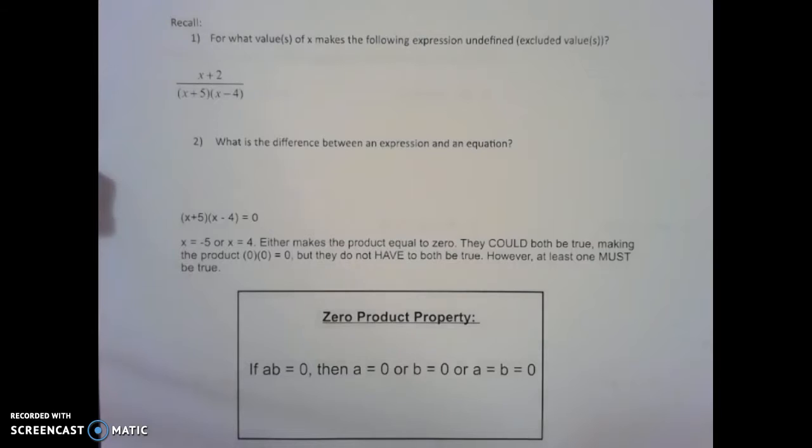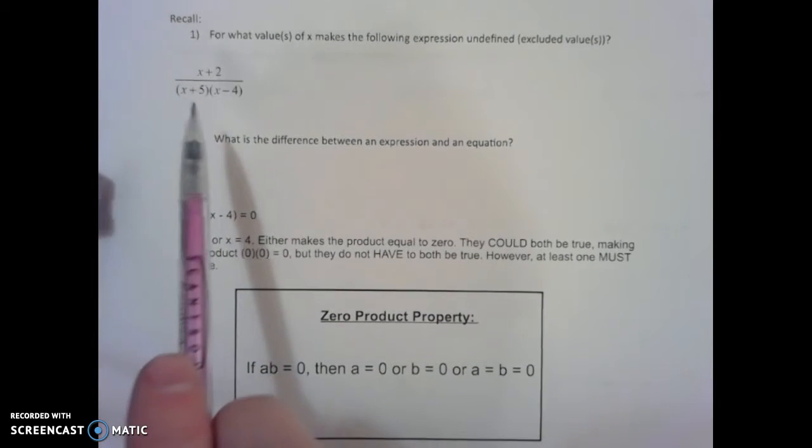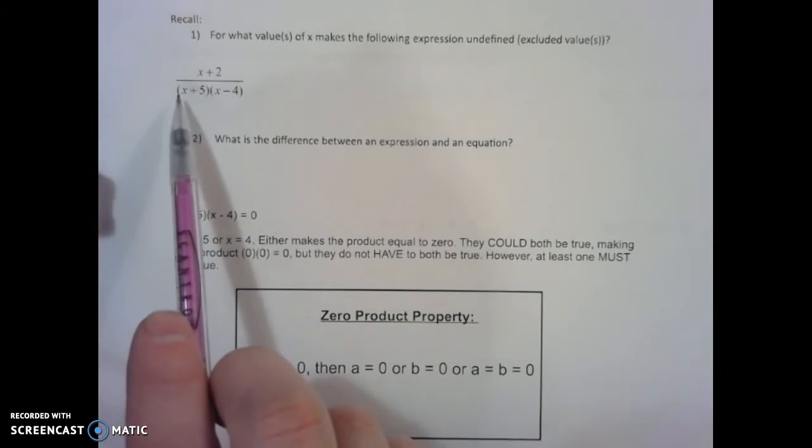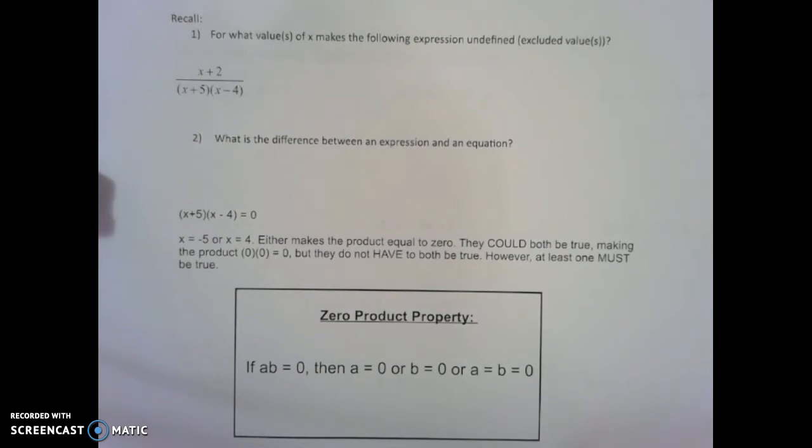In the next example, we want to know for what values of x make the following expression undefined. And so it's important to remember that when we have a 0 in the denominator, then this is going to be undefined. And so right now the denominator is defined as x plus 5 times x minus 4. And so if we have an x value here that's going to make either one of these 0, then we know that this is going to be undefined.